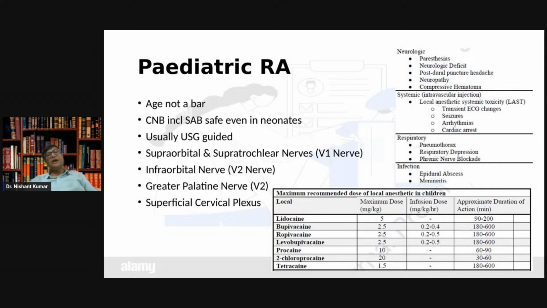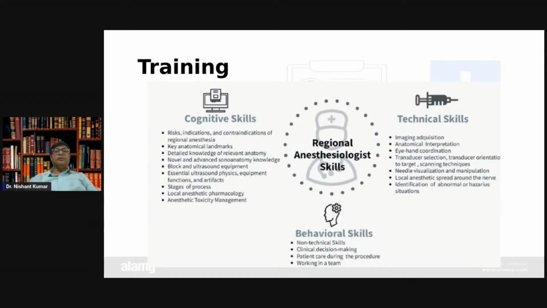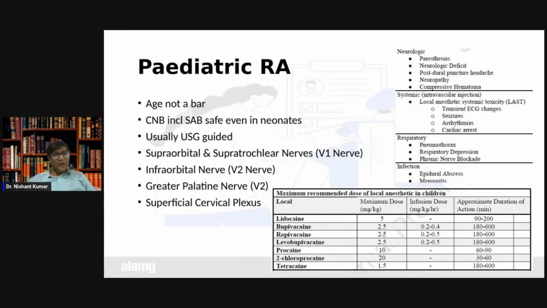So we have a guide of whatever drug that we are using, how much drug we can use for that particular child safely. And central neuraxial block is safe in children. I've used it even in a neonate and given it as a sole anesthetic, by the way, and it gives excellent results. Obviously, as a word of caution, it is always better that if you give all the blocks in children, they are USG guided.